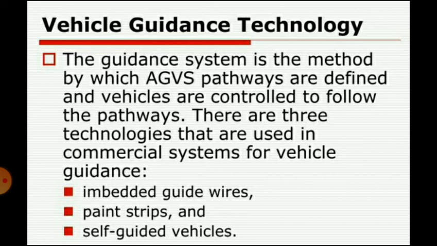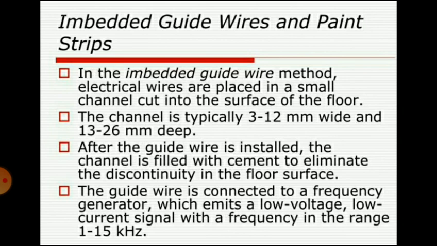So there are three technologies that are used in commercial systems for vehicle guidance. First is embedded guide wires, then paint strips, and self-guided vehicles. So first is embedded guide wires and paint strips.